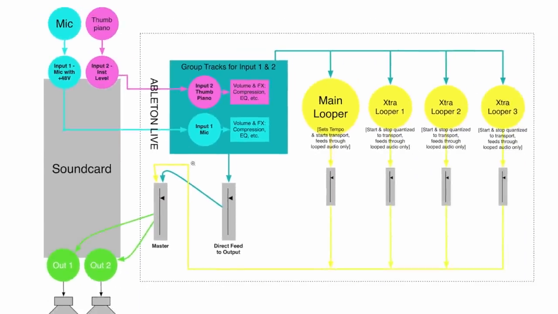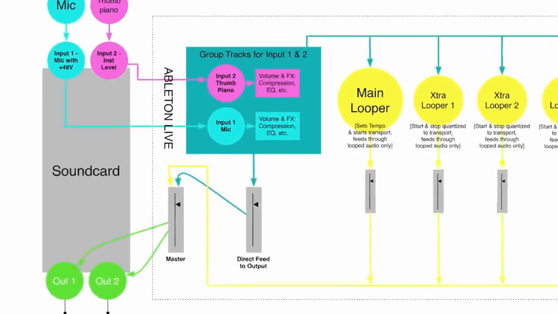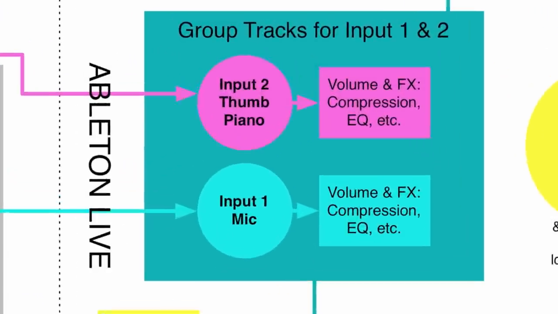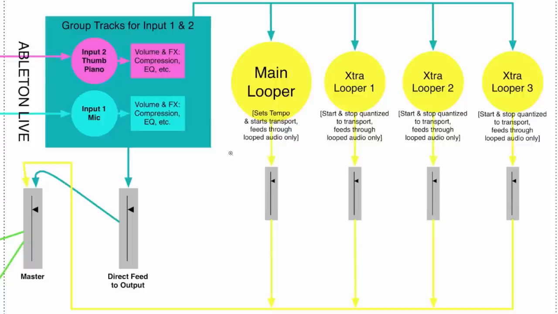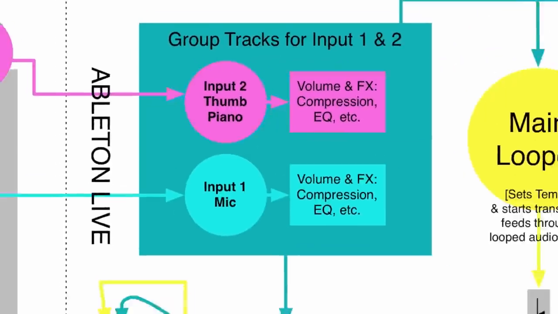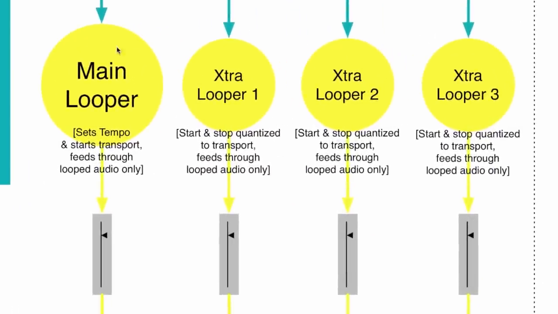So next we've got to talk about how we get stuff to the looper. If I come back to my little group here, my sounds are grouped together and I've got control over them, and I can send that sound through to the looper objects. Now over here I've got my main looper object. My main looper object is the first one that I loop to, and that sets the tempo and starts the transport, and that feeds through only looped audio.